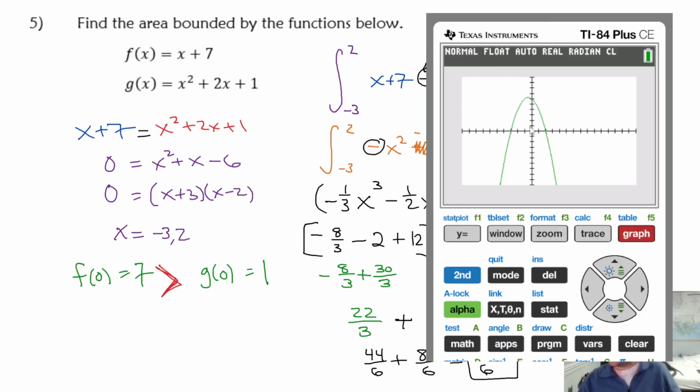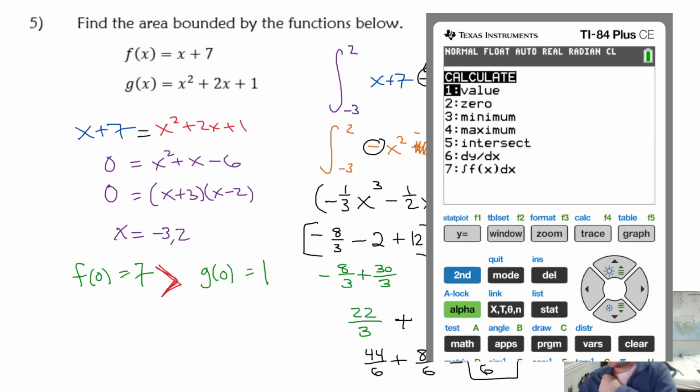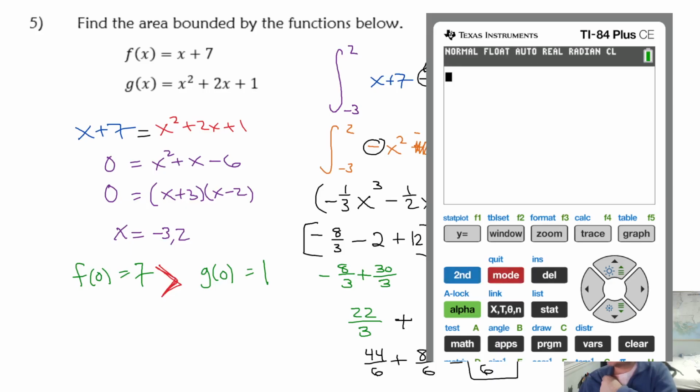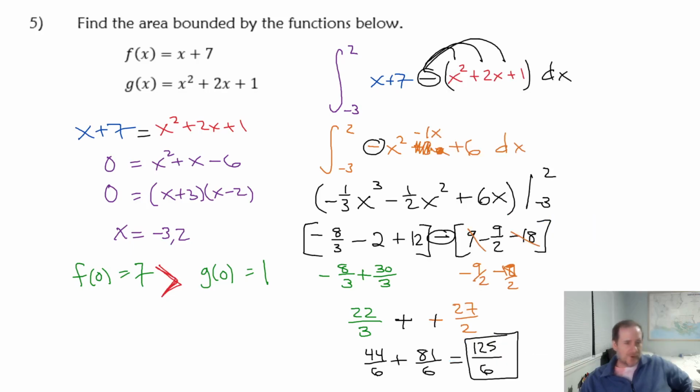And basically we're looking for the area under this thing. So we'll go second calc, option 7. We're going from -3 to +2. And we're getting that, 20.8333. And I bet it's no shock to find that 125 over 6 is 20.833333. So we know we got that one right. Our calculator verifies, but our algebra is what's worth the points.